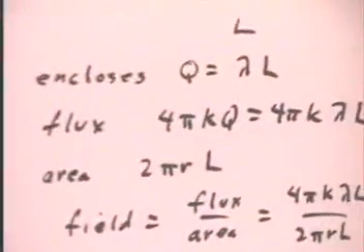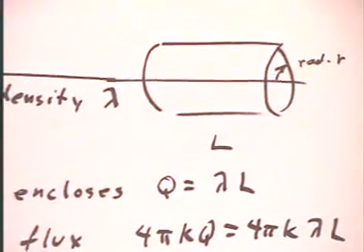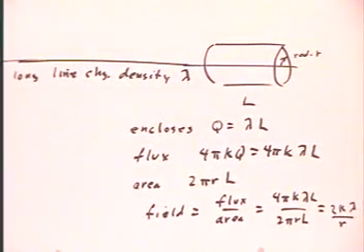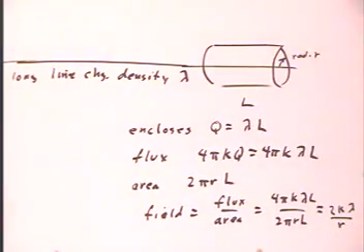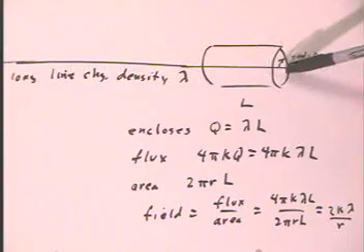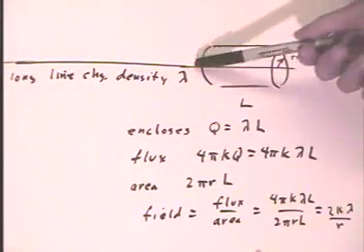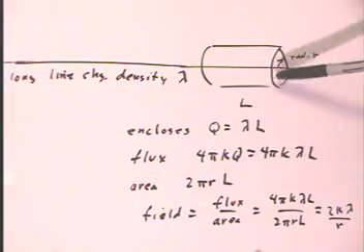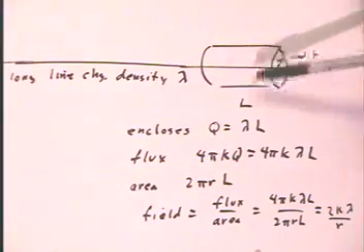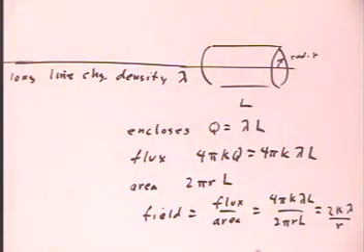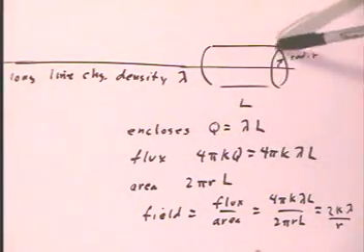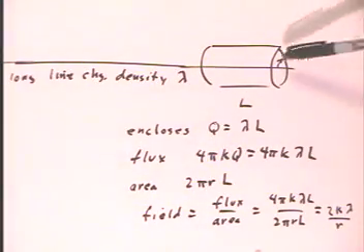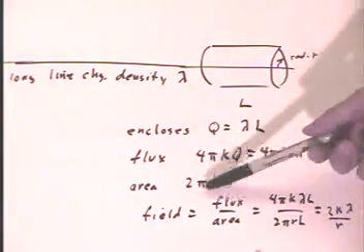If you have a long line charge of density lambda, you put a cylindrical surface around some length L of that distribution, and that length L of the cylinder will therefore enclose a charge that's equal to lambda times L. The flux through the cylinder is therefore going to be 4 pi k times the enclosed charge, which is 4 pi k lambda L. The area of the curved surface here is 2 pi r L.